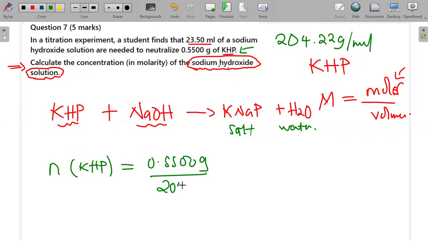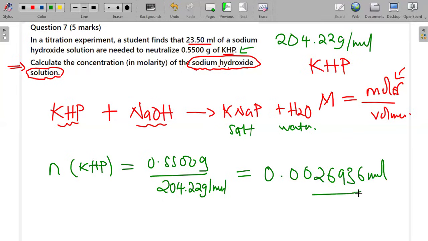204.22 grams per mole. So when I divide this, what moles am I going to get? I'm finding 0.0026936 moles. So make sure you counter-check with your calculator to see if you're finding the same moles. So these are the moles for potassium hydrogen phthalate.